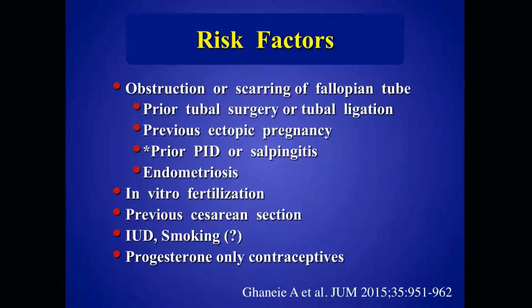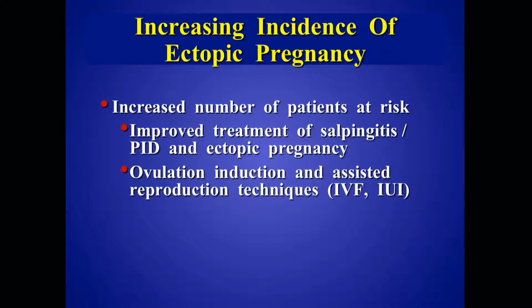Other risk factors include in vitro fertilization, prior cesarean section. Some associations include the use of an IUD and smoking, and progesterone-only contraceptives. We do know there's an increasing incidence of ectopic pregnancy, and this is related to improved treatment of infection and ectopic pregnancy, which again causes scarring of the tube. And there's also an increased incidence of patients who receive assisted reproductive treatments, such as IVF and IUI.